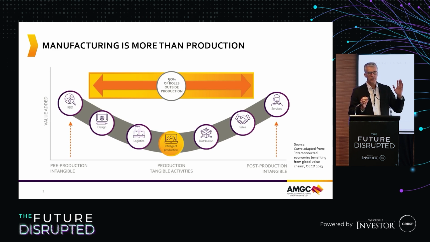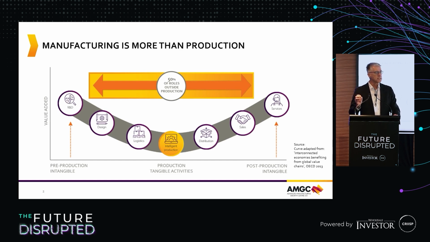The vertical axis on the smiley curve is where the value is added in the manufacturing cycle, and the horizontal is the phases of manufacturing. So R&D is manufacturing. Design is manufacturing. Logistics is manufacturing. How do you get your components to the factory to make the product? That's logistics. That's part of manufacturing. Then on the outside, you've got the production part of it.